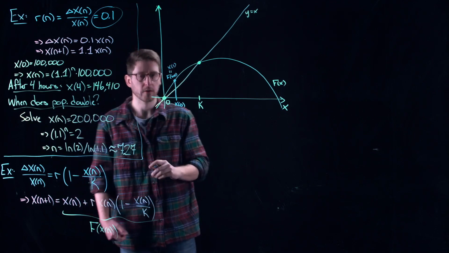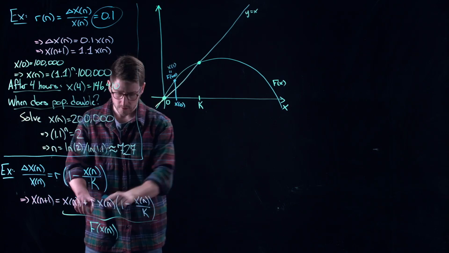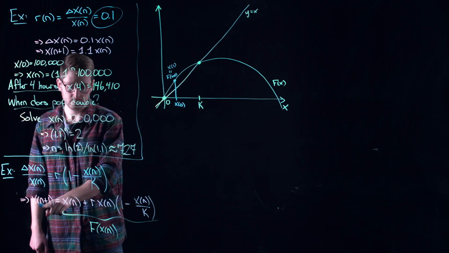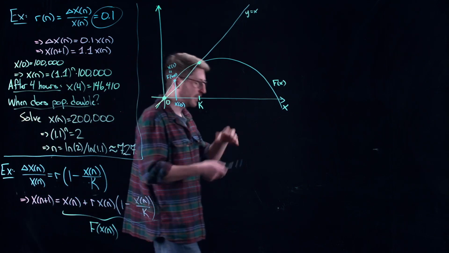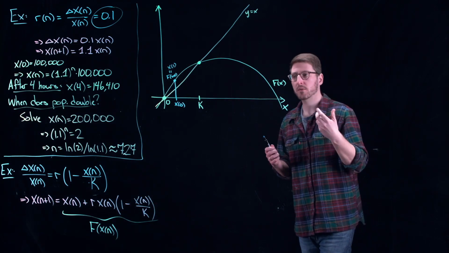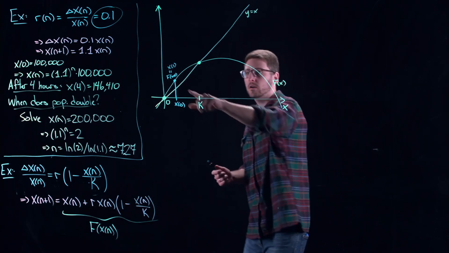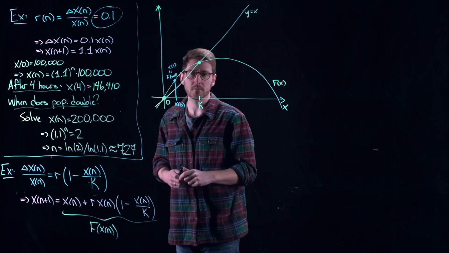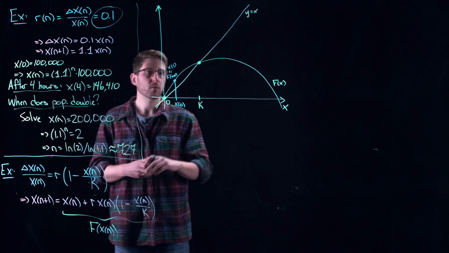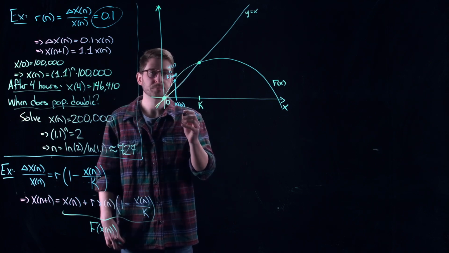X of 1, right? So all I did was take that initial condition, put it into this thing, and I get some number. That's my next point. If I check my yeast population after an hour, this is the number, whatever that number happens to be. Okay, that's great, but that doesn't help me a whole lot. What I would like to do is keep going.